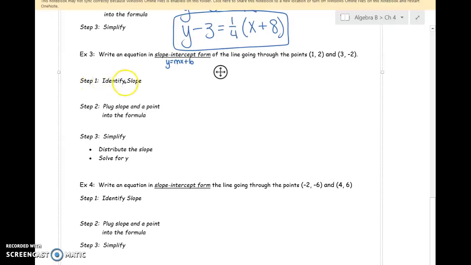So step 1, identify the slope. We have to find the slope from these 2 points. So m equals -2 minus 2 over 3 minus 1.